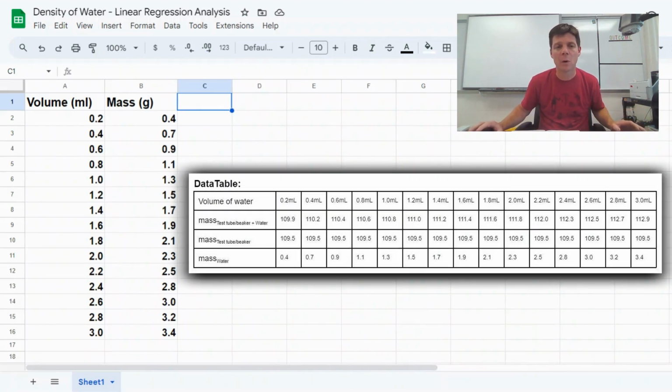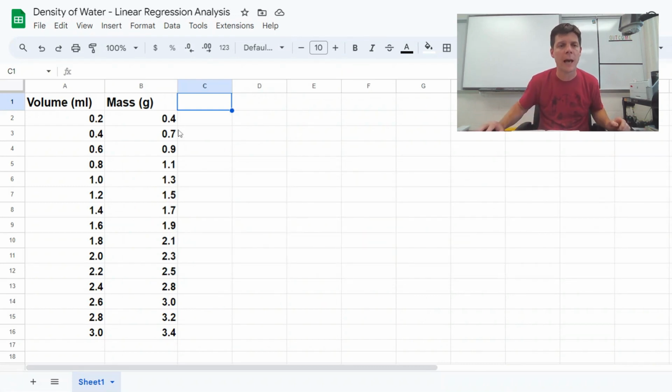We needed to have recorded the volume, plus we needed the mass measurements. I found the mass of the water in the test tube by finding first the total mass of the Erlenmeyer flask, test tube, plus the water that was in it. I subtracted the mass of the empty test tube and Erlenmeyer flask.